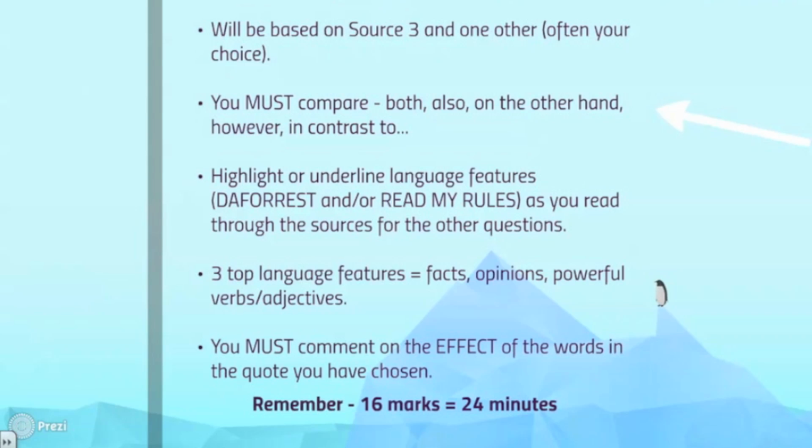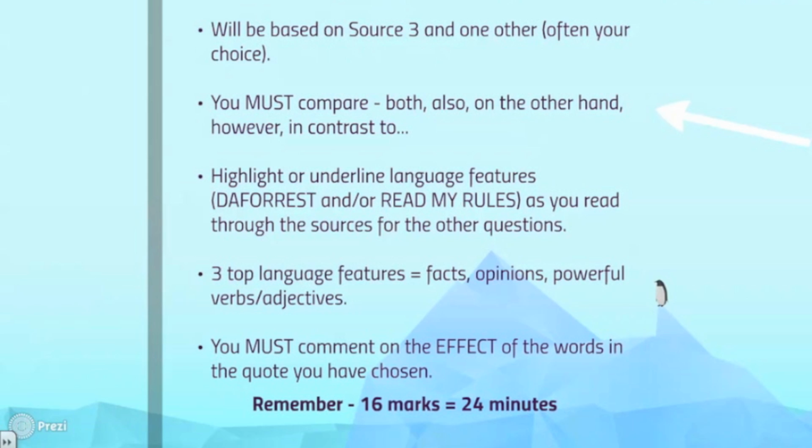My 3 top language features to comment on are facts, opinions, and powerful verbs and adjectives. And I'll go into a little bit more detail in a moment as to why I've chosen those 3 top language features. And most importantly, you must comment on the effect of the words in the quote that you've chosen. This is really, really important. So you're not just thinking about what is inferred by the words, but you're thinking about why has the writer chosen to use those words and how will it affect the reader.